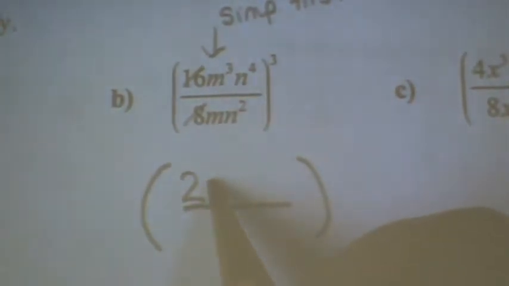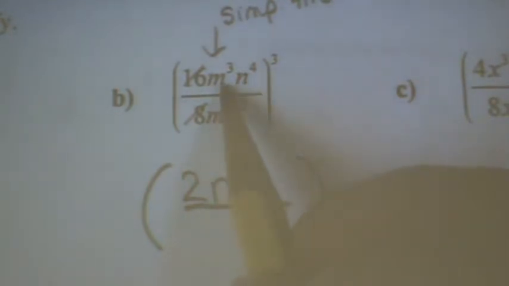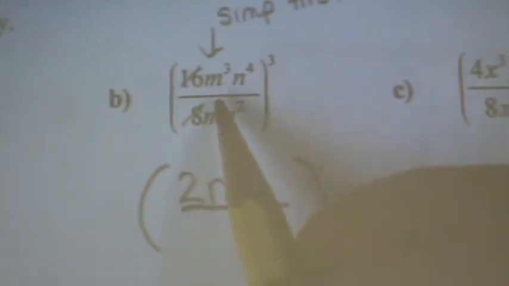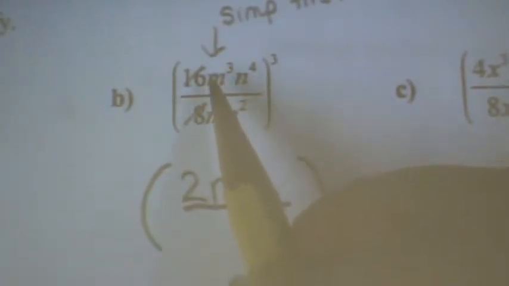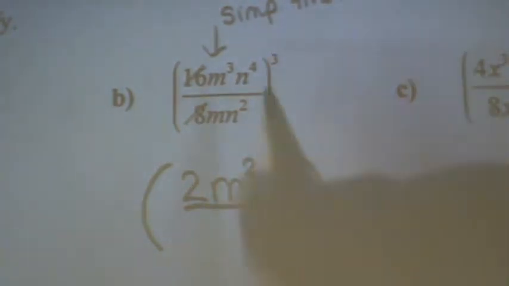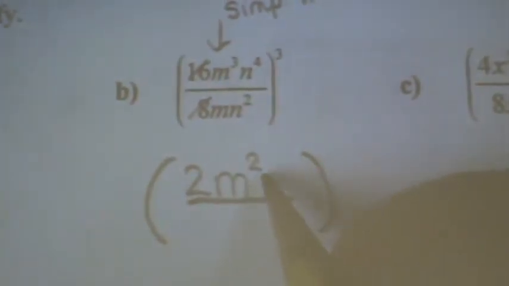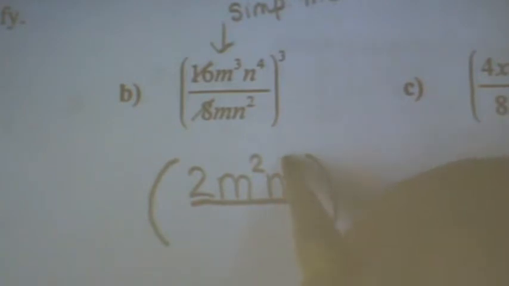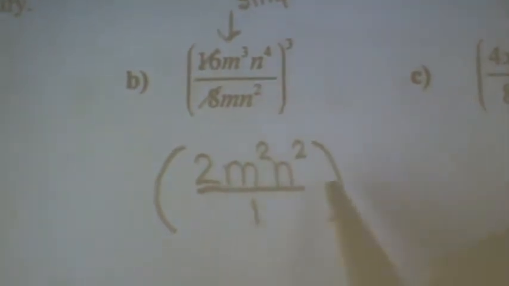What about the m's? How many m's are left? You have 1 on the bottom and 3 on top. What's the rule for when they're the same base? You subtract. 3 minus 1 is 2. How about the n's? Take out 2, and you get 2, right? What's left on the bottom? Nothing. A 1. Really not nothing, but a 1.